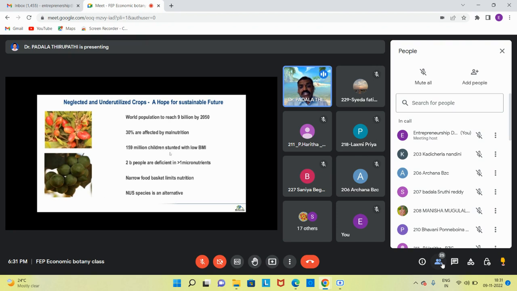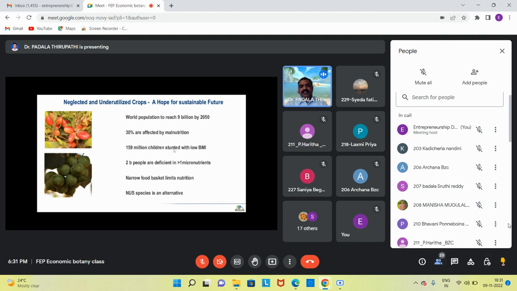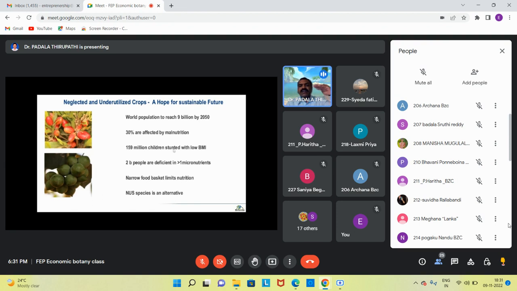And 159 million children are stunted with low BMI, so basal metabolic index or biological metabolic index. So this mass of people or students are stunted. They are not grown properly.